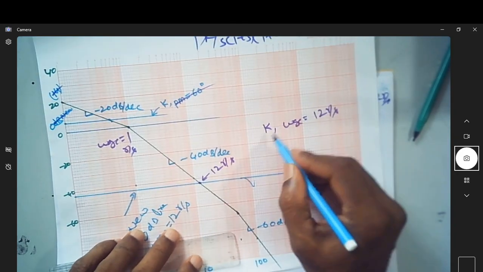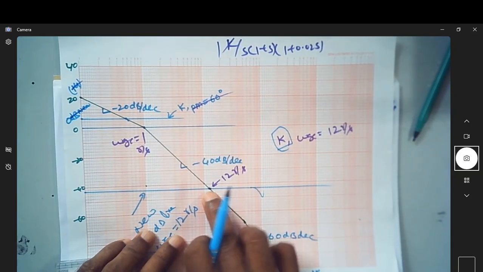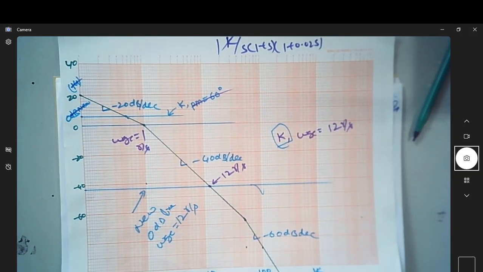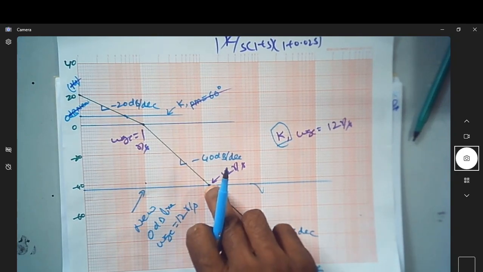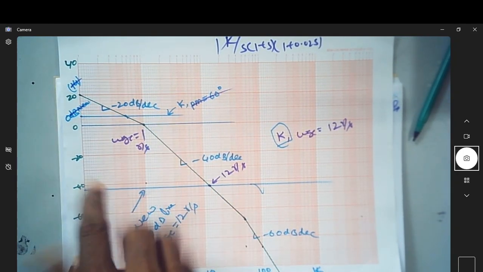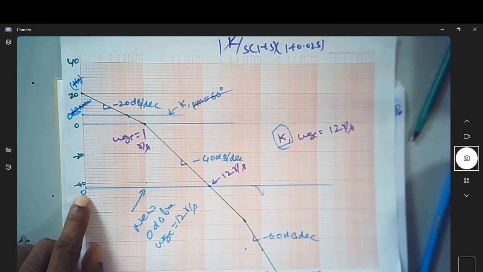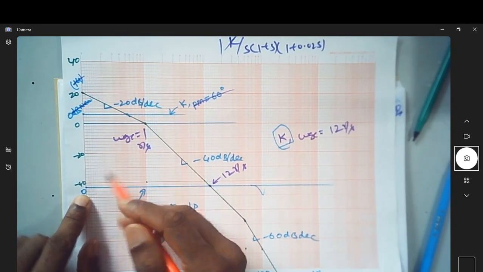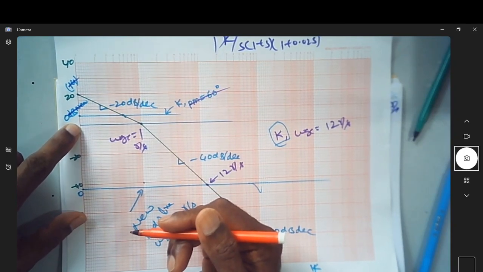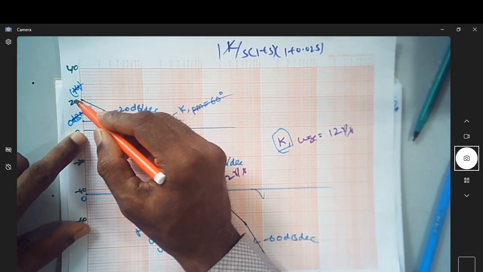What we are asked is to find the value of k such that omega gc is 12 radian per second. We are trying to identify where 12 radian per second is. So this is 12, and now the 0 dB line has to shift here. Now this is 0. If this becomes 0, how much is this now? How much did you come down from here? With this as 0, this is 20.